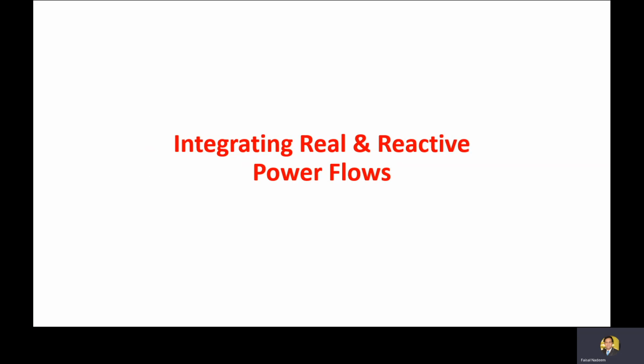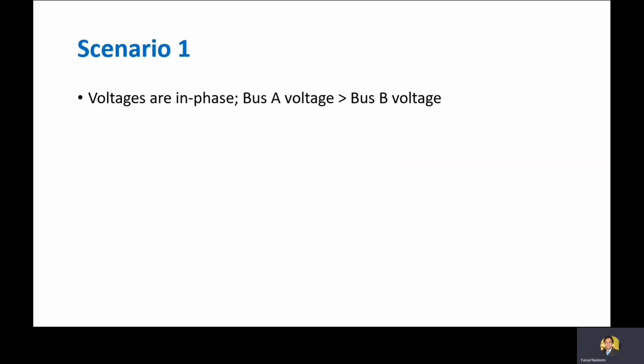There may be different confusions in the mind of the audience. Therefore, we are now discussing with the help of a few scenarios how real and reactive power will flow. So in this case, we will discuss 7 hypothetical yet individual scenarios so that we can understand, in case of different situations, what the flow of real and reactive power in the transmission line will be and what their directions will be. So scenario number 1.